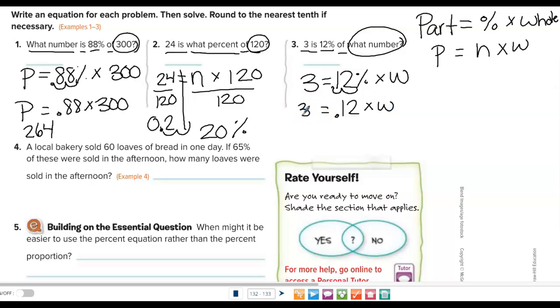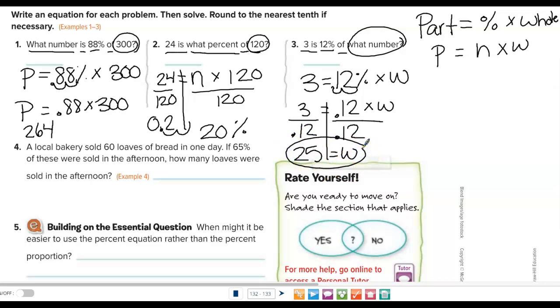Since our numbers are on the opposite side of the equation, we do the opposite operation. We divide both sides by 12 hundredths since it is with the variable, and we get 25, and that is our whole.